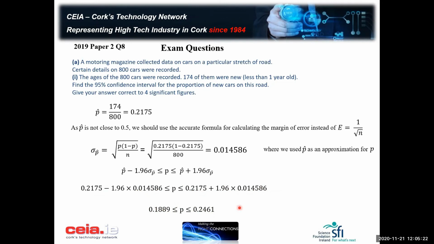Okay, so that's just a direct application of the formula for the confidence interval for the sample proportion.